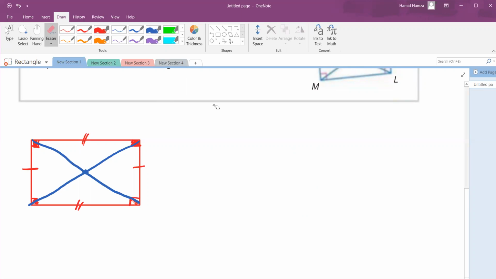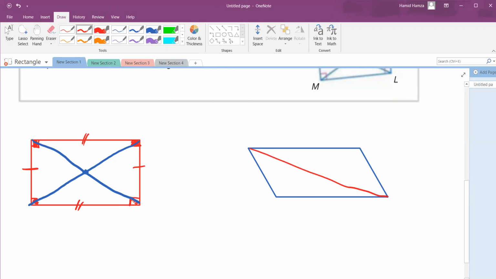And let me bring another parallelogram and see what happened. What is the difference between the diagonals in a parallelogram and in a rectangle? In a parallelogram, if you join the diagonals, you will notice that you have a long diagonal and a short diagonal. But with a rectangle, the diagonals are the same.